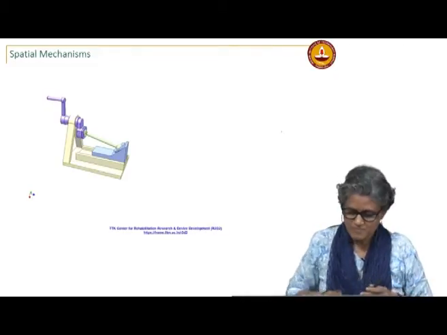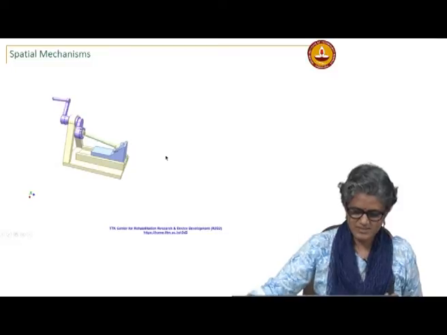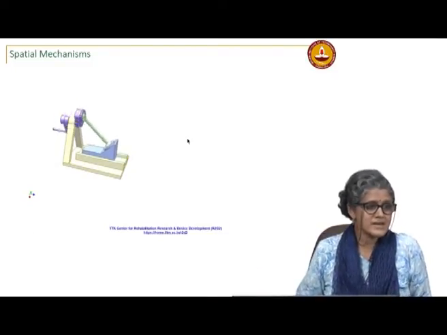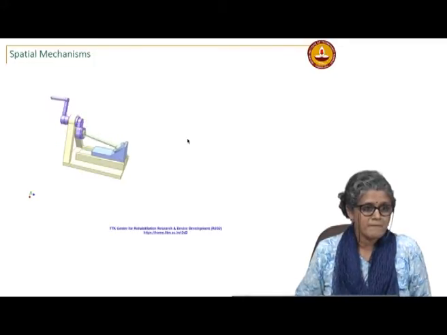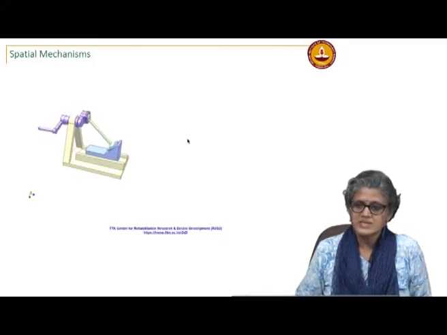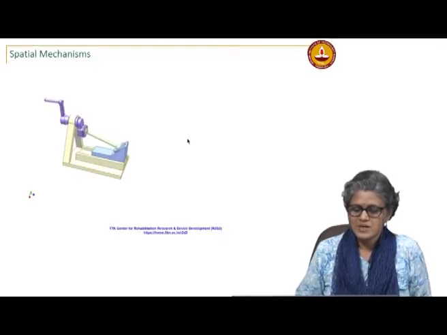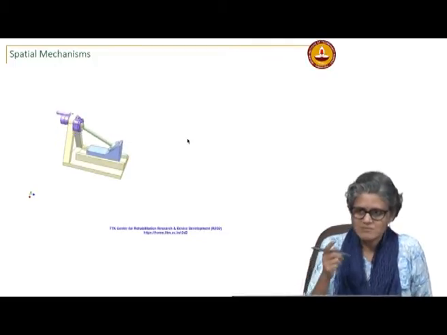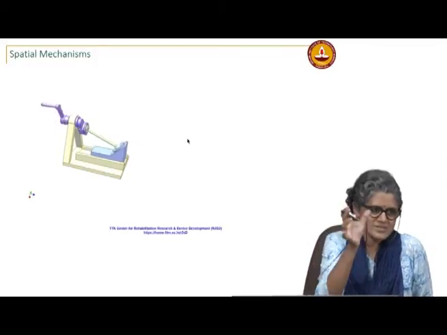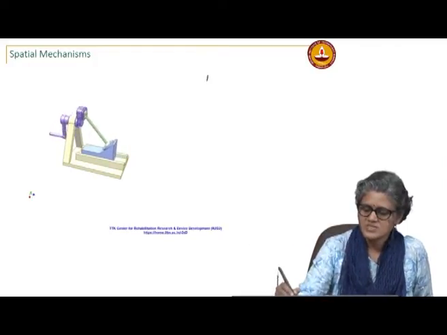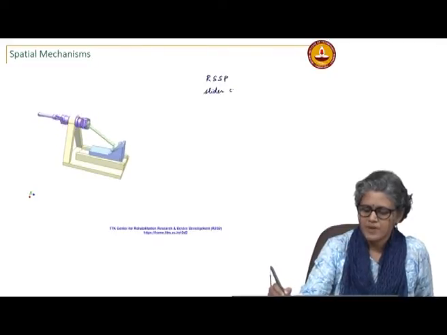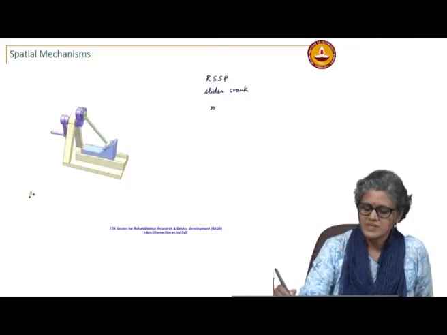So, here this is another slider crank, an RSSP. And what would be the mobility of this one? The mobility of this one is similar to the RSSR, right. So, this is an RSSP slider crank, and its mobility is 2.